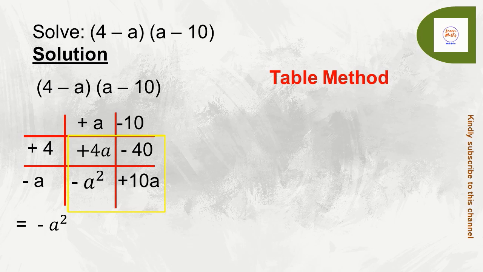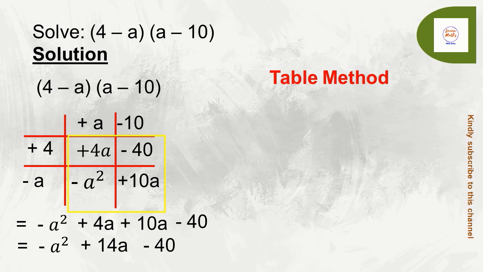We have minus a square. Like I said, I love arranging using the highest degree. Minus a square plus 4a plus 10a minus 40. So we can have minus a square plus 14a minus 40. So that solves our equation.